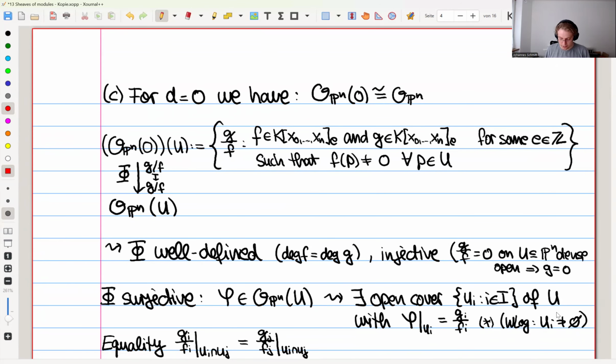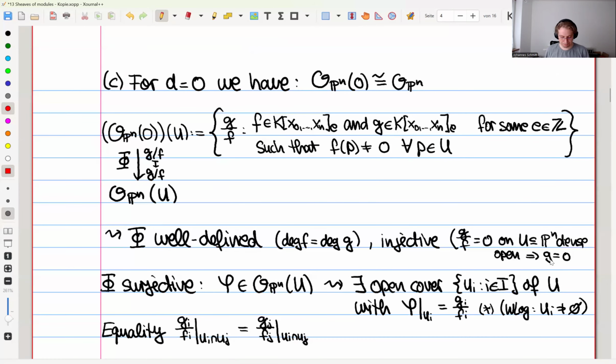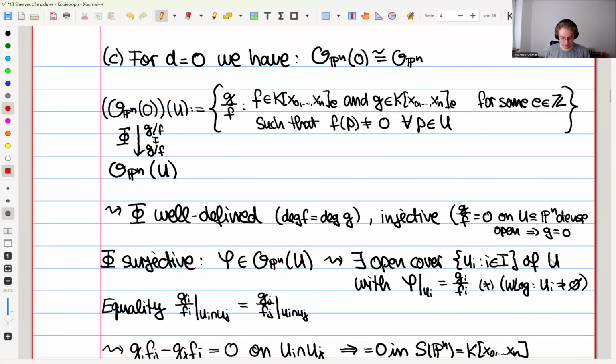Because, well, the only polynomial which vanishes on the entire U must also vanish on the closure, and this is dense, so it vanishes on all of Pn. But the ideal of all of Pn, the ideal of functions vanishing everywhere, is exactly the 0 ideal by the Nullstellensatz. Okay, so well-defined, injective, and then surjective, that's something which we haven't seen so much, but it turns out to be true.